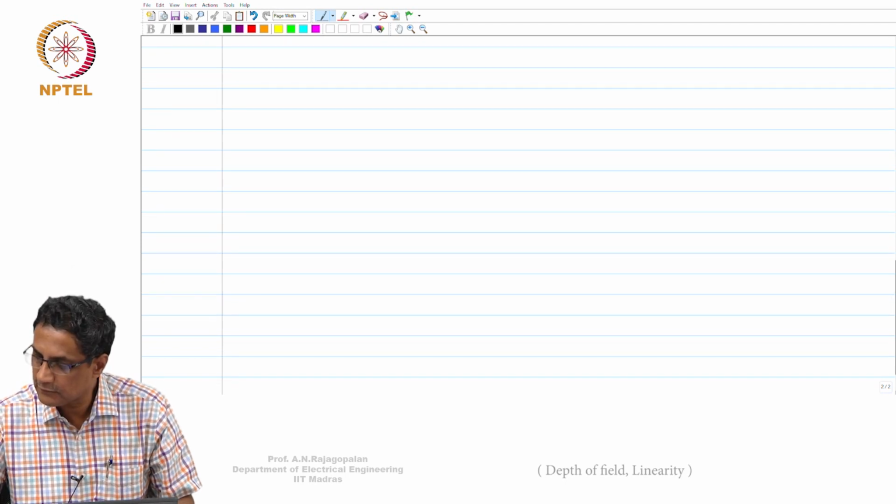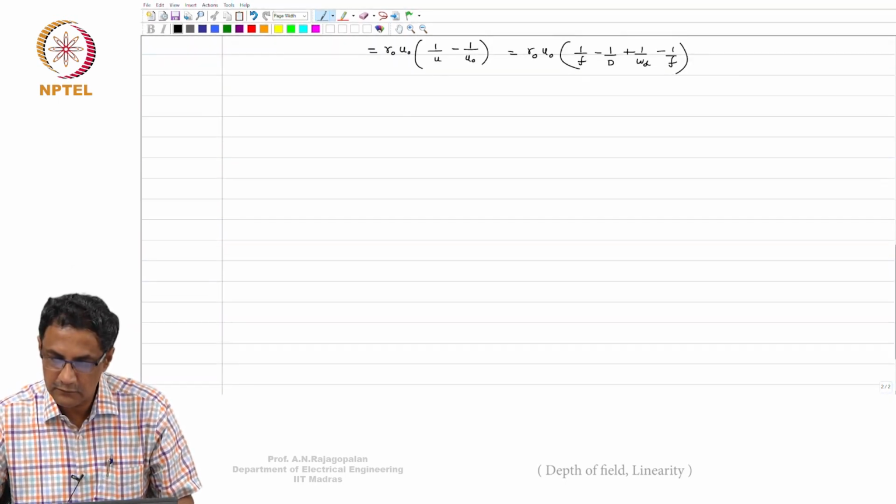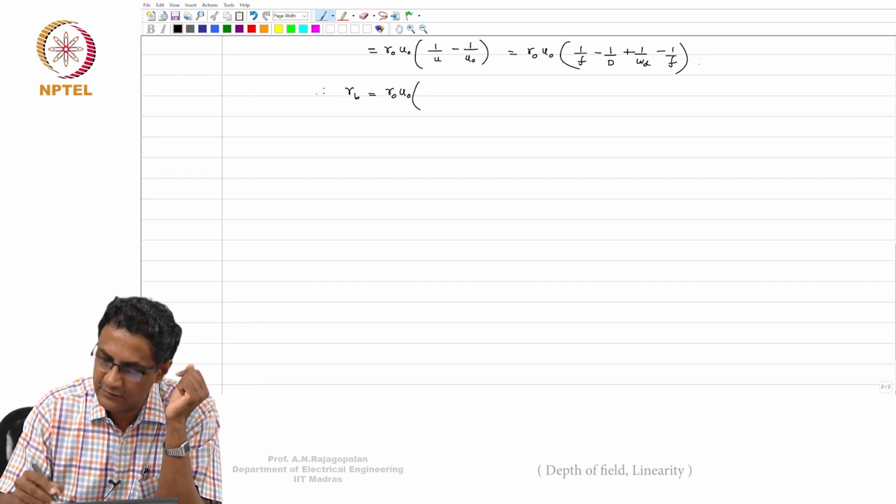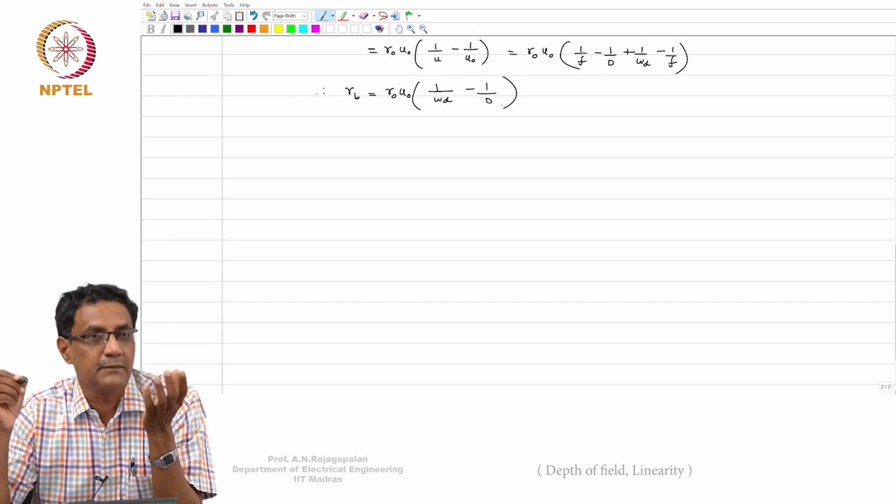Why is this nice? And therefore, RB is equal to R naught U naught. So 1 by F will cancel off and we'll get 1 by omega D minus 1 by D. Okay, and it actually makes sense.